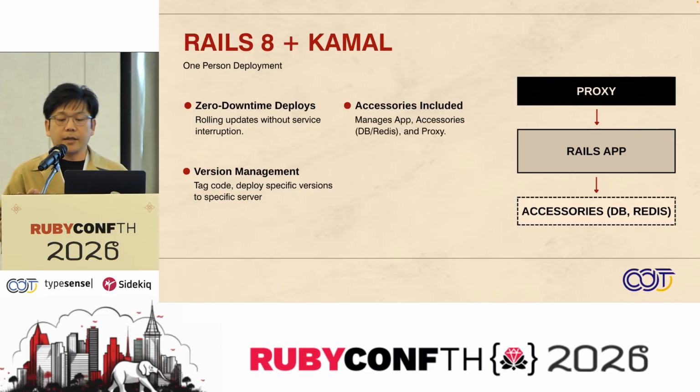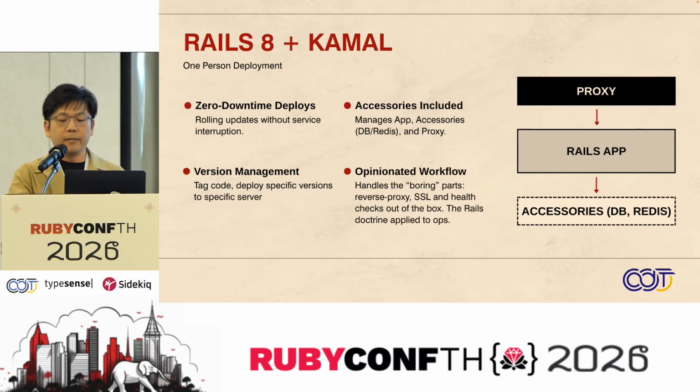And also accessories included. Kamal doesn't just deploy the Rails app, it also manages the accessories, something like Postgres, Redis, and also the proxy for you. And it handles the boring but crucial parts: reverse proxy, SSL, health checks. I still remember the journey when I started using Kubernetes and I set up cert-manager just to get the free SSL from Let's Encrypt. Oh, that's awesome, but it's a lot of work to have that. But using Kamal, you get it instantly.